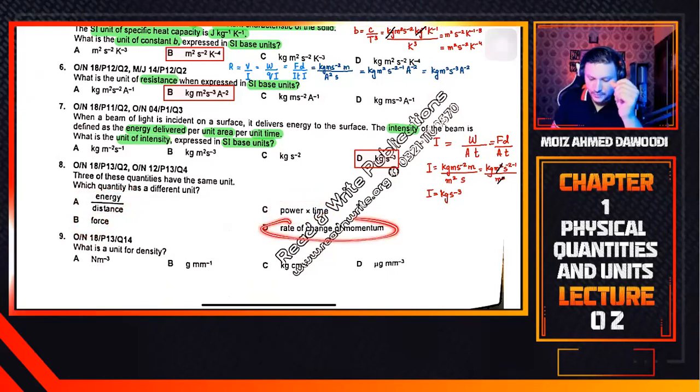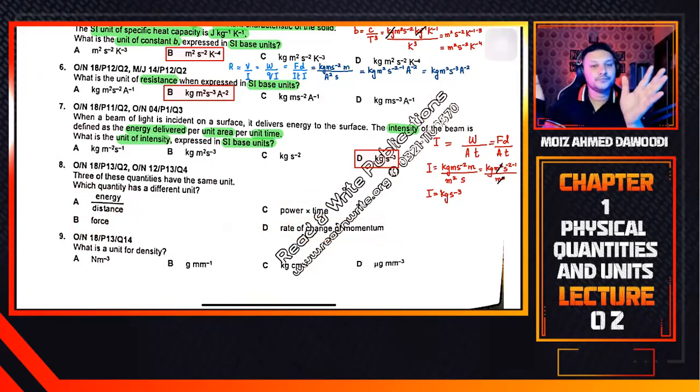Basically here they are saying each equation has to be broken down into base units and see which one is different. Okay. Ayan is saying 8. C. Part C. Okay.